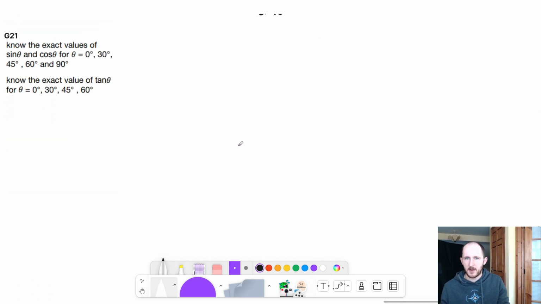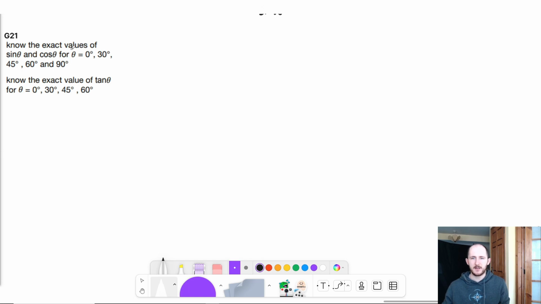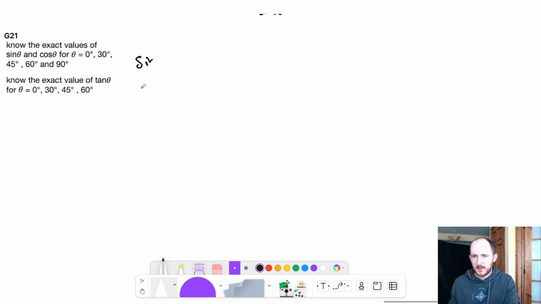And for the next part, we need to know the exact values for sine, cos, and even some for tan as well. So how on earth do we do this? Well, it's actually not that bad. There is a little trick that you may have already seen, but I always do it in a little table. So we do sine theta, and then write down the values on top. So 0 degrees, we need 30 degrees, 45, 60 and 90.